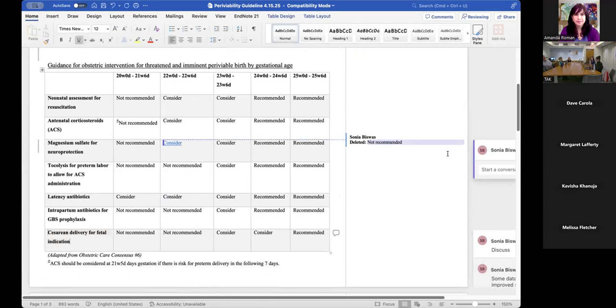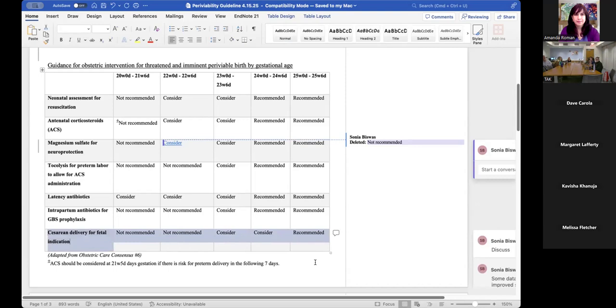Just looking at 20 to 21, going column by column, the only thing technically is latency antibiotics for PPROM that has been considered before 22 weeks. And some people even give it at 17, 18 weeks. I'm not a particular fan, but I know that's been reported. I think we could leave it like this now. Any changes to this column, 20 to 21 weeks? I think we can definitely discuss cesarean delivery as well, and I think we would agree that this is not recommended before 22 weeks.